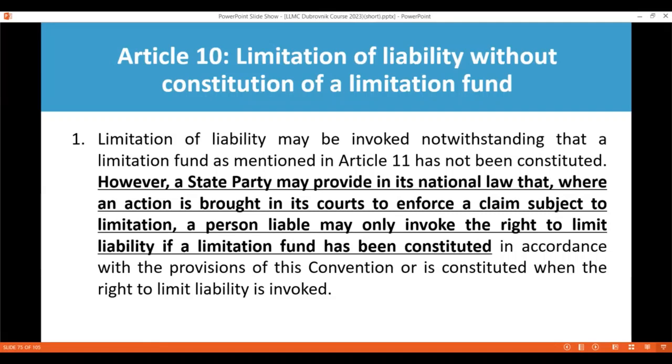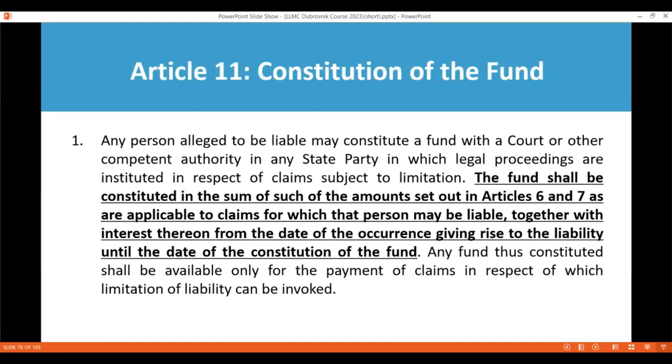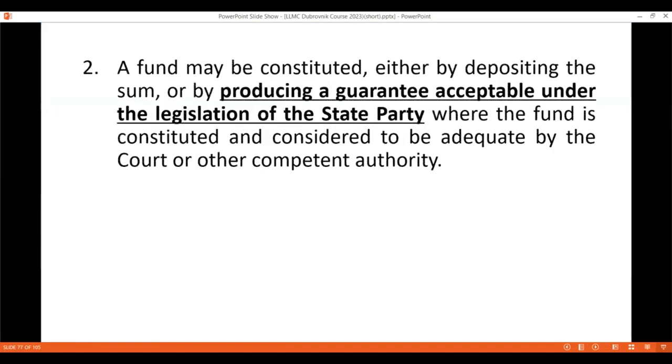There is no obligation. There are other conventions that would require you, if you want to limit liability, you have to deposit a fund. The LLMC does not. But it allows state parties to say, you can require it. Spain, for example, says, if you are going to limit liability in Spain, you have to deposit a fund. But the convention itself does not require it. It will be calculated in the amount set in Article 6 and 7. It can be by cash or by producing a guarantee acceptable under the laws of the state.